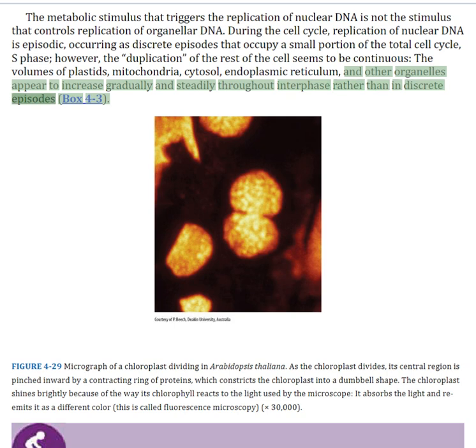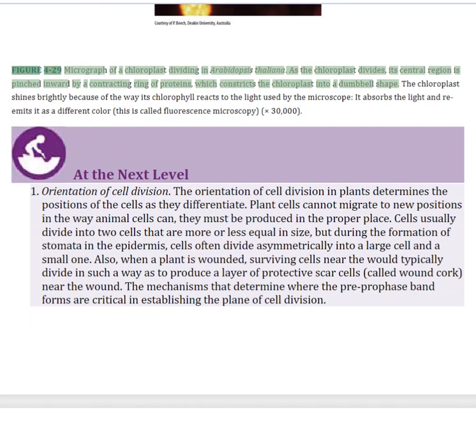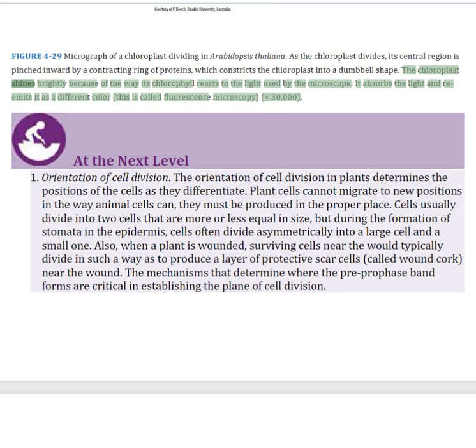Figure 4.29: micrograph of a chloroplast dividing in Arabidopsis thaliana. As the chloroplast divides, its central region is pinched inward by a contracting ring of proteins, which constricts the chloroplast into a dumbbell shape. The chloroplast shines brightly because of the way its chlorophyll reacts to the light used by the microscope. It absorbs the light and re-emits it as a different color.